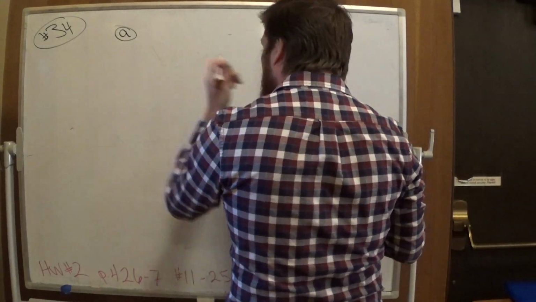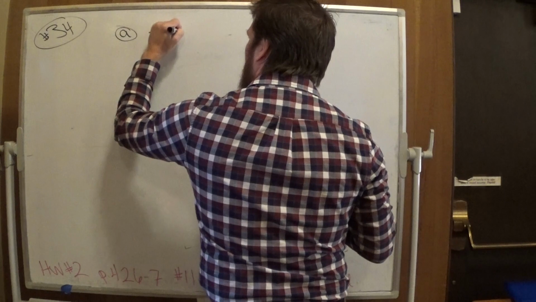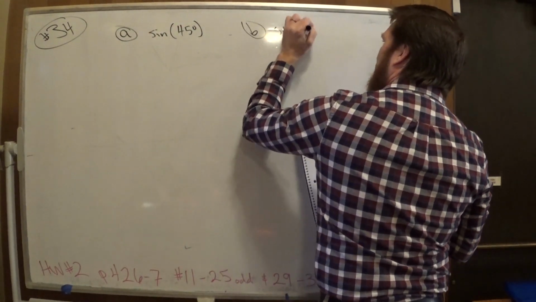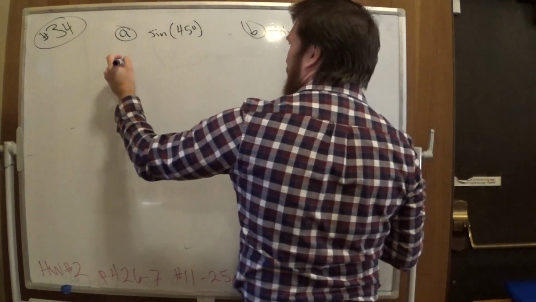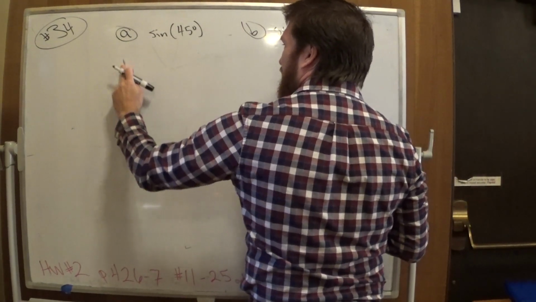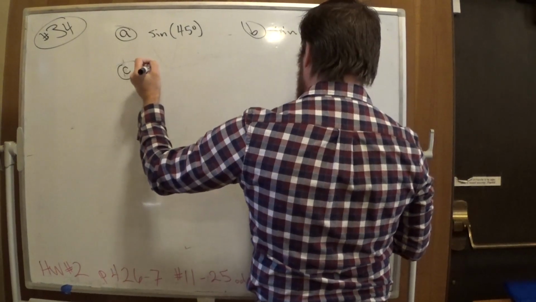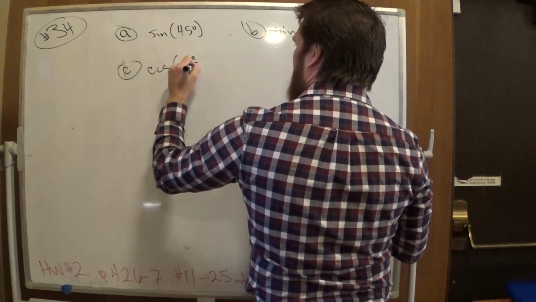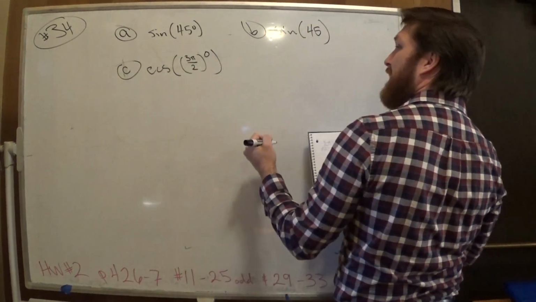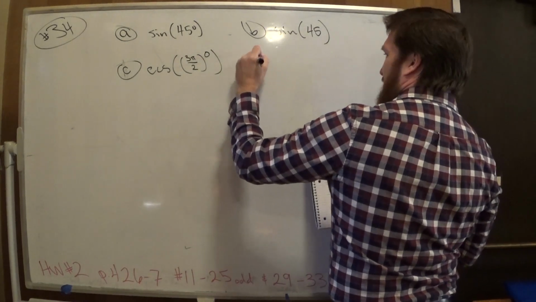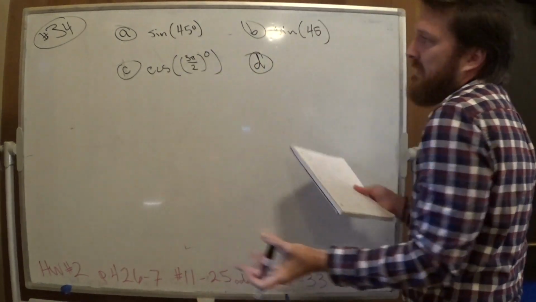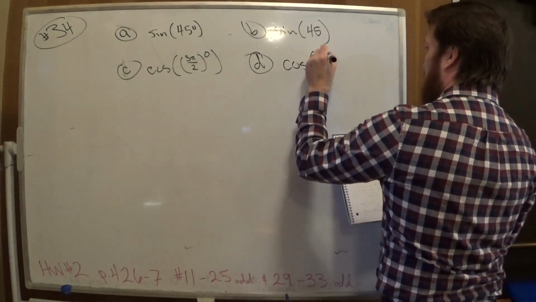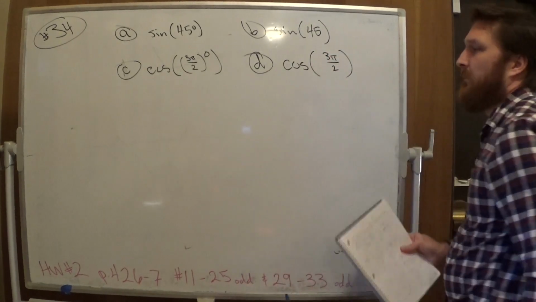It says to compute the following. You have sine 45 degrees, and b is sine 45, and there's no degree symbol. What could that mean? Radians. The other one is cosine 3 pi over 2 degrees. It's degrees. Whatever it happens to be, it is some measure of degrees. And the other one is cosine 3 pi over 2, but there's no degree symbol.